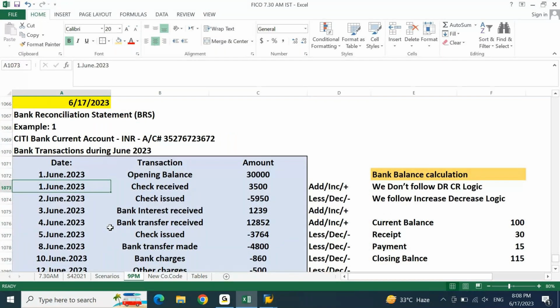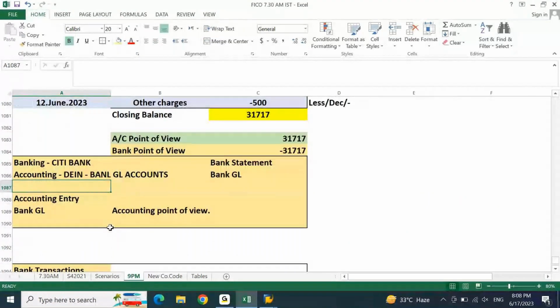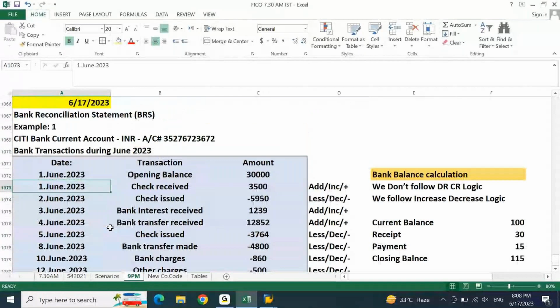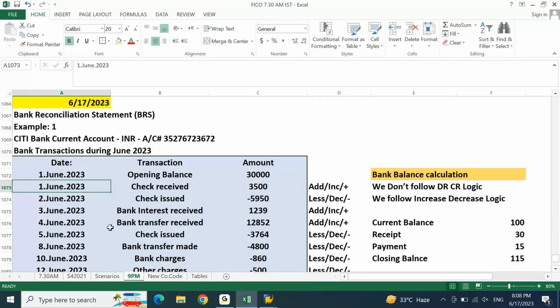Refer to these points today, and tomorrow I'll explain the accounting entries and basic configuration steps, prerequisites, what we need in our company code to practice BRS. Okay, clear? Yes, sir. Any questions?